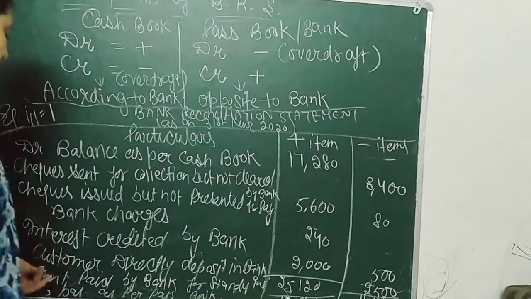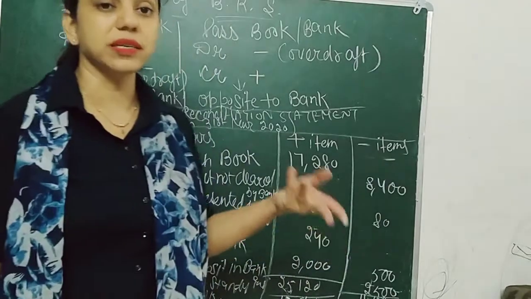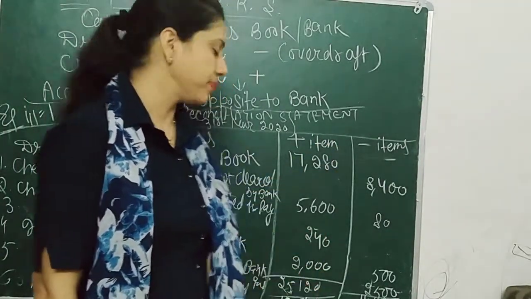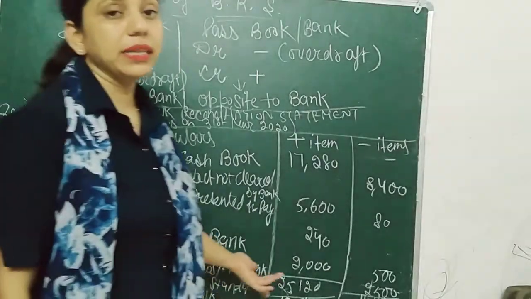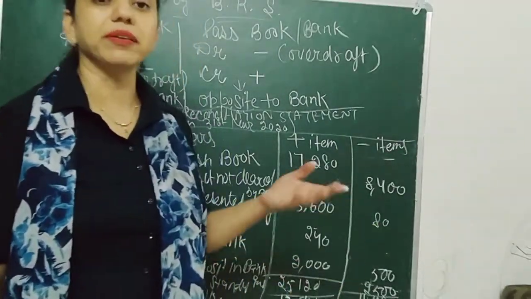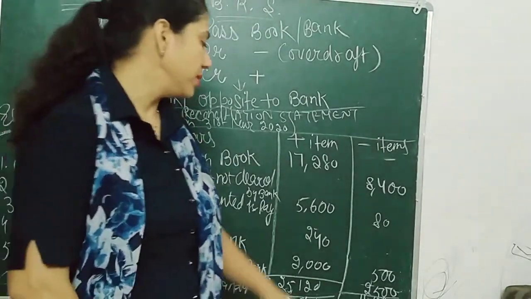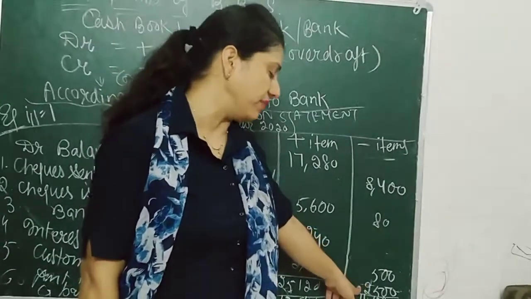Next we have customer directly deposited in bank. That means bank balance is increased, so we will also put it in increase, 2000. And at last we gave a standing instruction to bank that please pay our club fees and life insurance premium. So our bank balance is reduced by them. Club fees is 500 and life insurance premium is 2500.